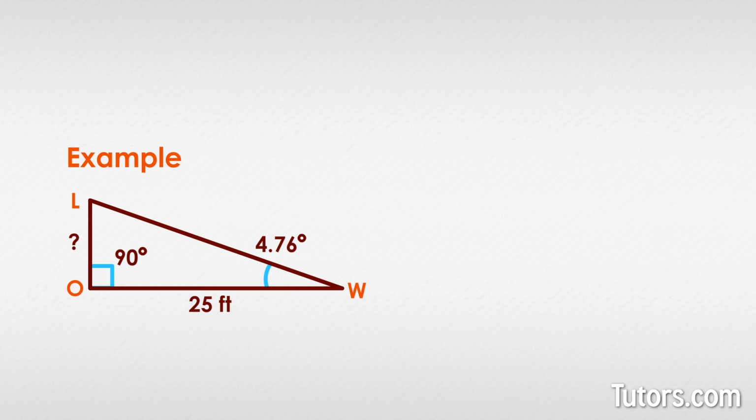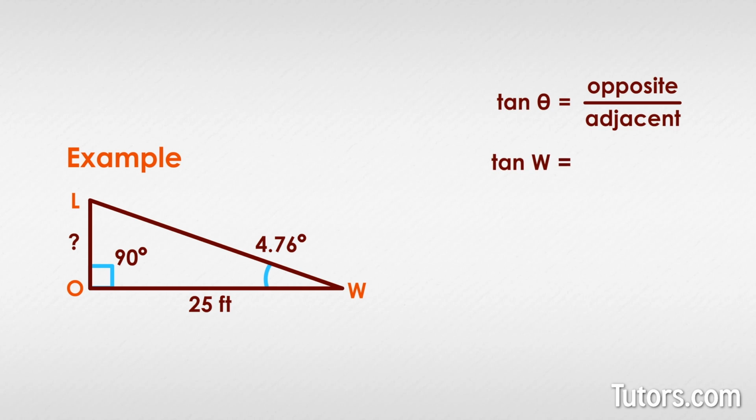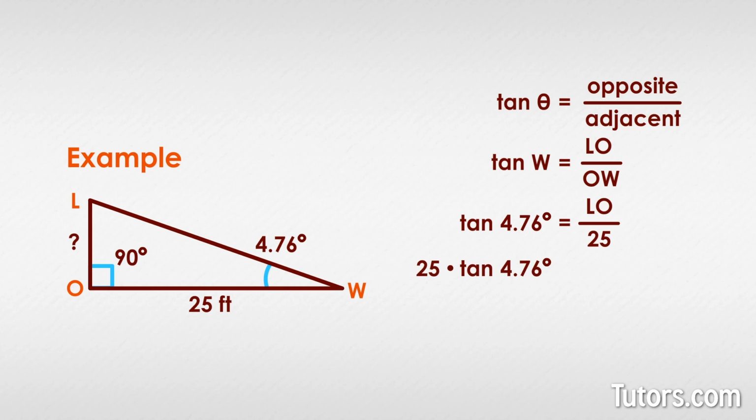We want to know the length of the opposite side, so we use opposite over adjacent, TOA, or tangent. Tan theta equals opposite divided by adjacent. Tangent of angle W equals LO divided by OW. If we plug in our known numbers, we get tangent of 4.76 degrees equals LO divided by 25. Multiply both sides by 25 to isolate our unknown. So we have 25 times the tangent of 4.76 degrees equals LO.